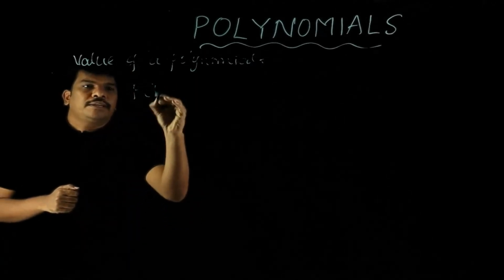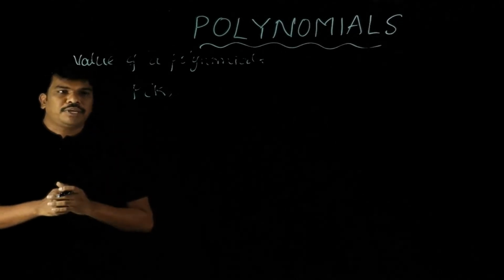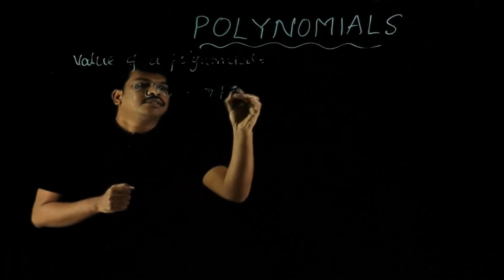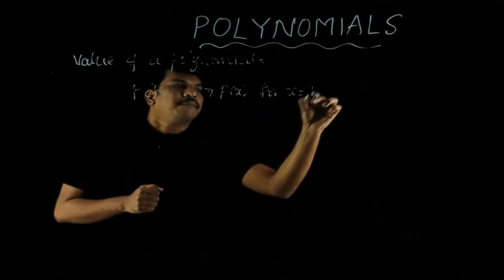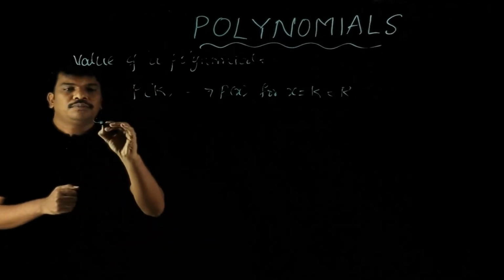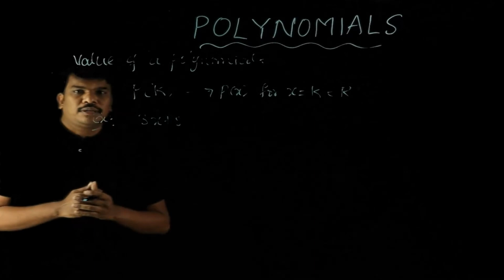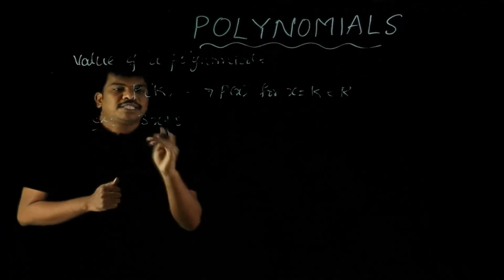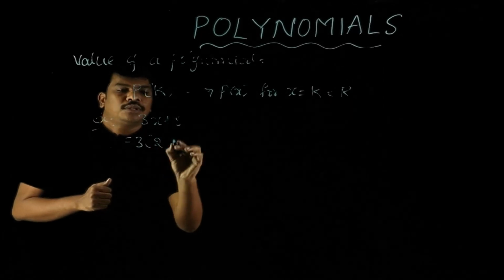P of k is called the value of the polynomial p of x for x is equal to k, which belongs to real numbers. Example, 3x plus 5 is a polynomial, a linear polynomial. In the place of x, I am substituting 2.